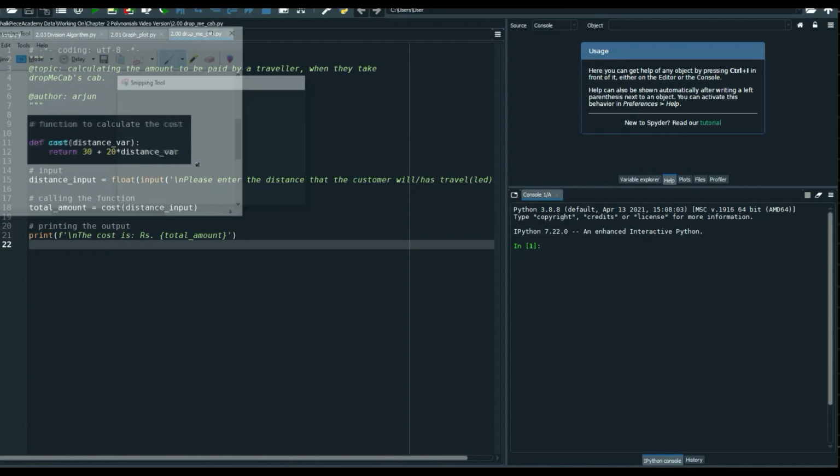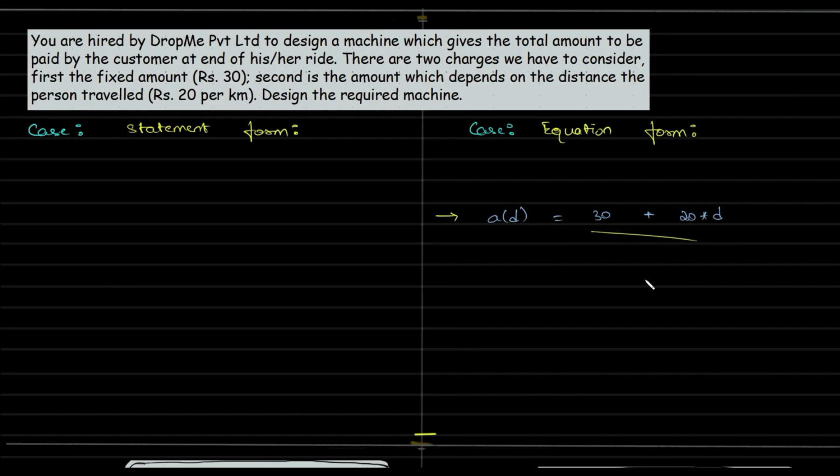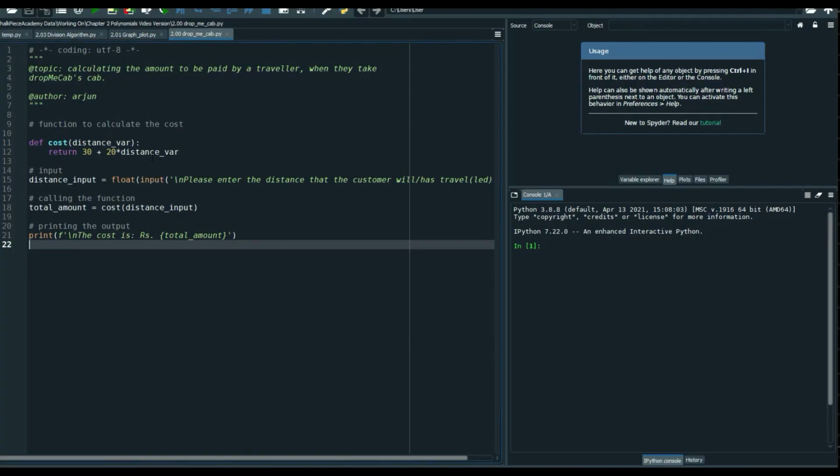So this is the function which calculates the cost. We are looking at the cost function, wherein it will be adding 30 to the product of 20 and the distance traveled. Okay, so that's the basic idea, and that's the equation we got, right? This is the equation, and I have written this in a coded format, right? So let's execute this.